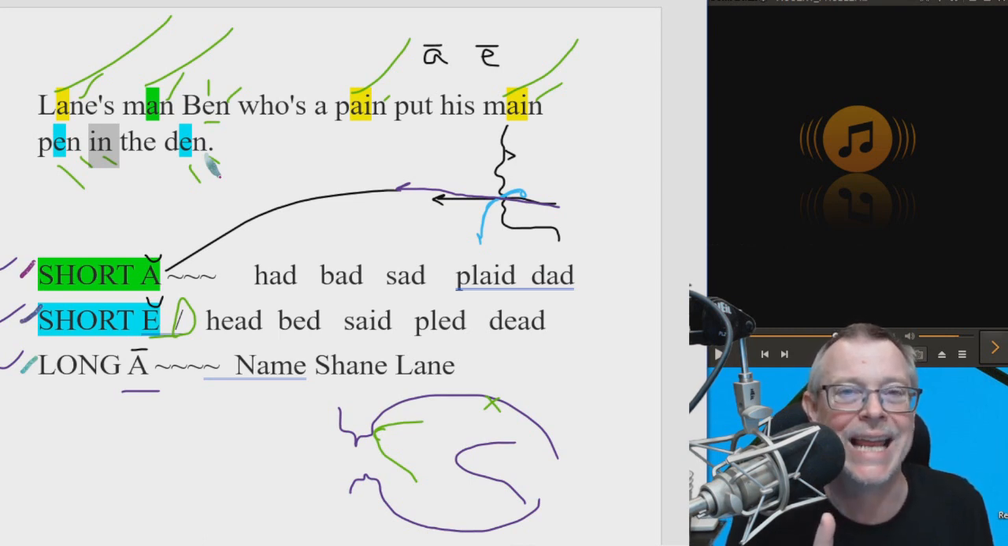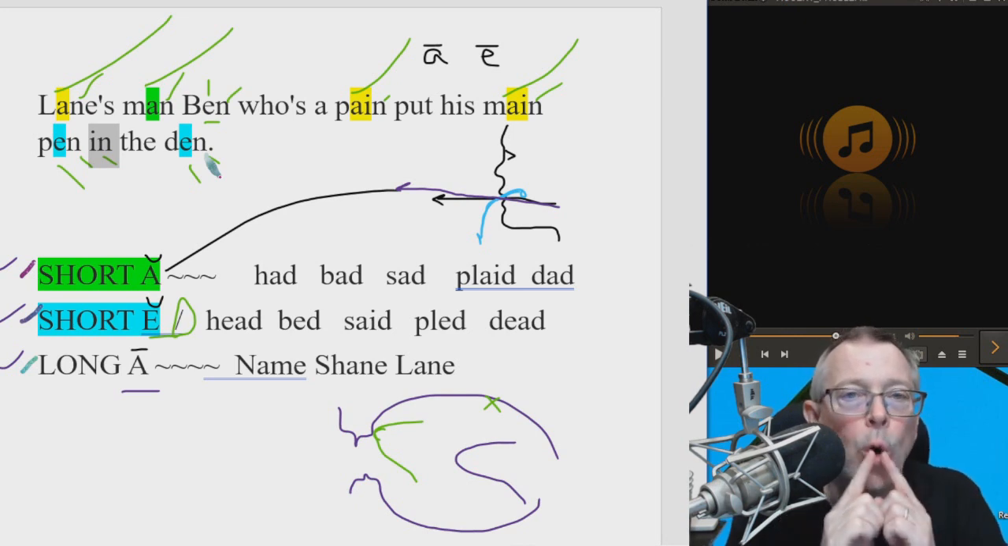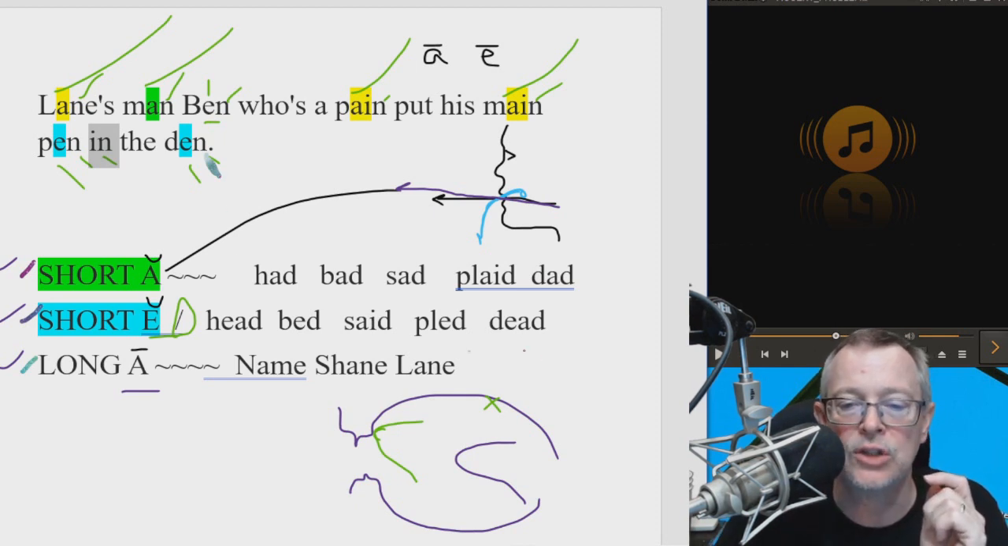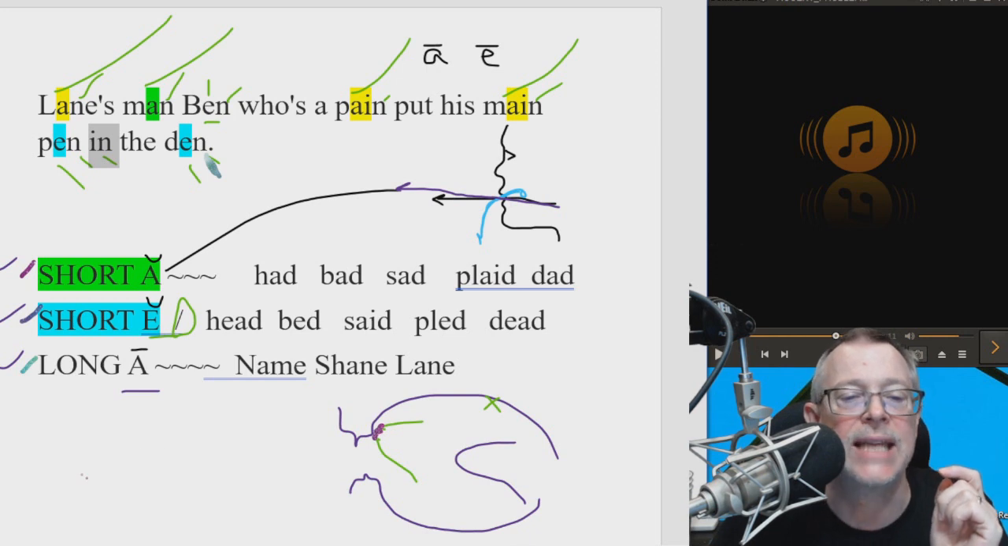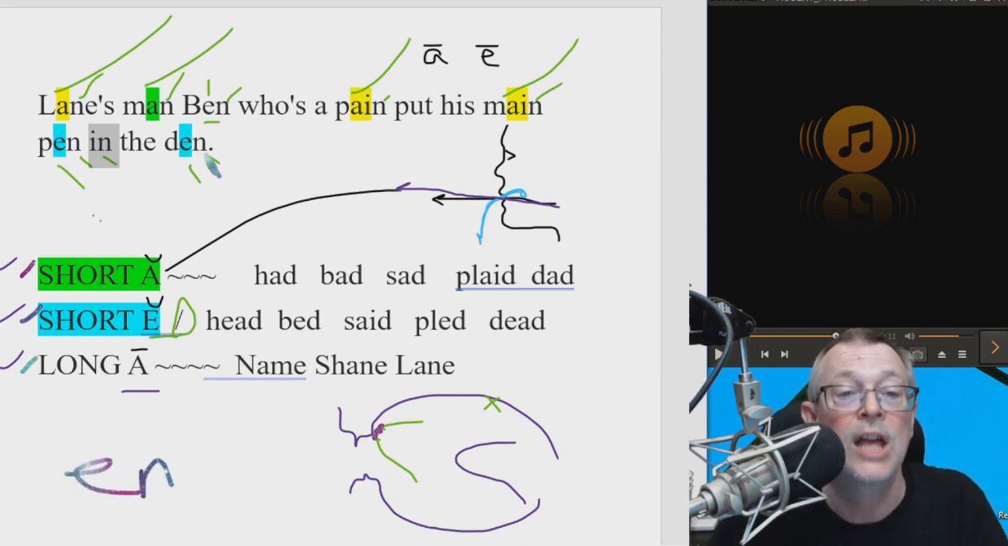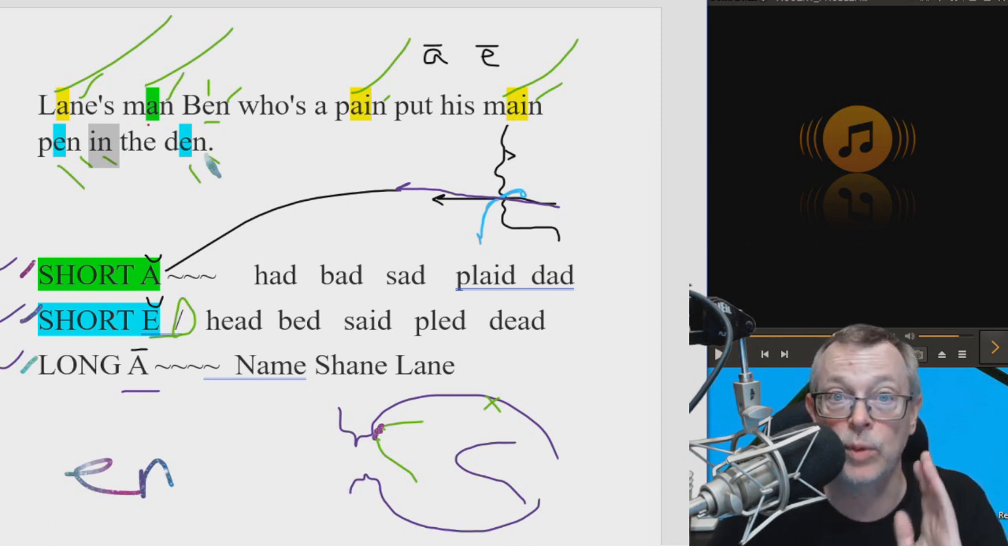N. Don't say ang. N. Nope. N. Only the tip of your tongue should be touching right here. You want to touch it. N. Just like engine. N. That's the sound I want to hear from you. So pen, in, den, man, ben, pain, main, lane. Okay? That's what I want you to hear.